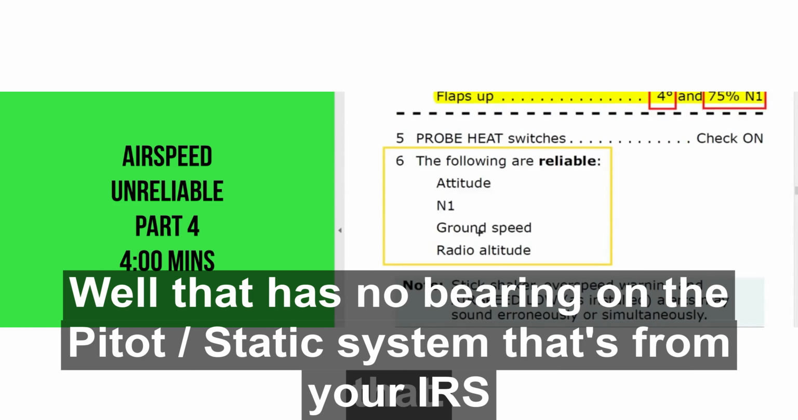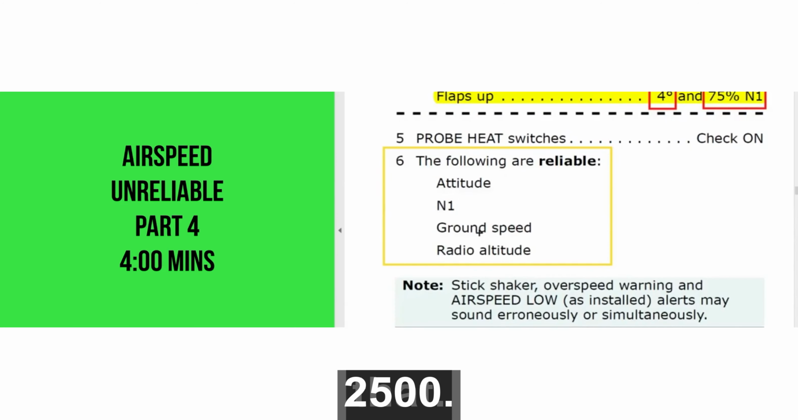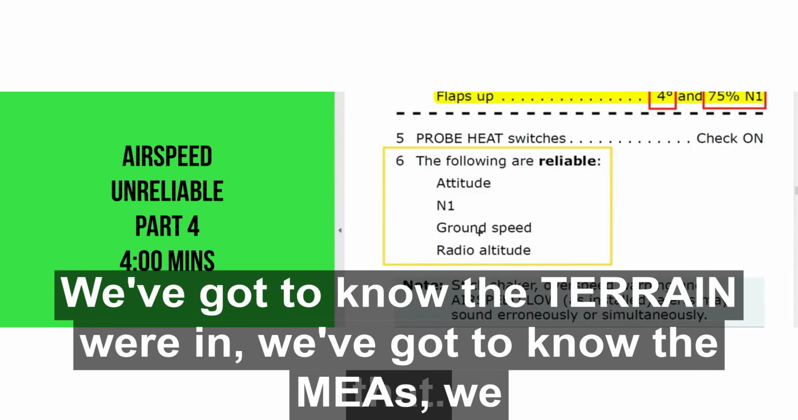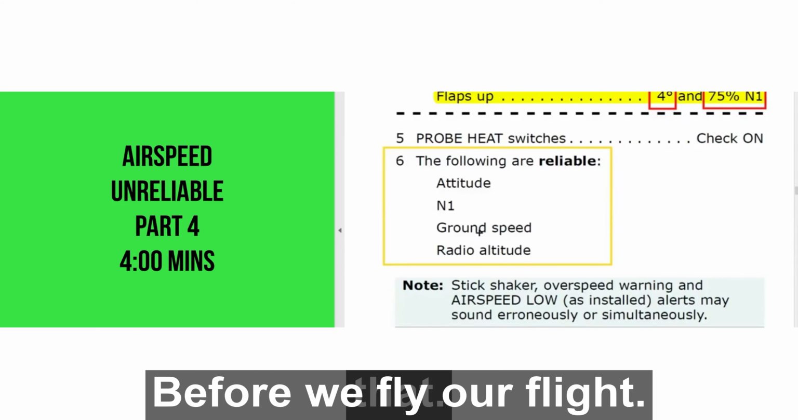Well, it has no bearing on the pitot-static system. That's from your IRS or from your GPS. And your radio altitude, a real saver, close to the ground, under 2,500 feet. So we've got to know the terrain we're in. We've got to know the MEAs. We've got to know a lot of neat things before we fly a flight.